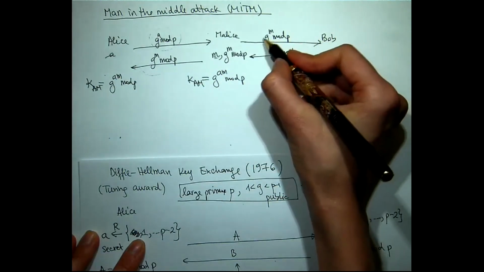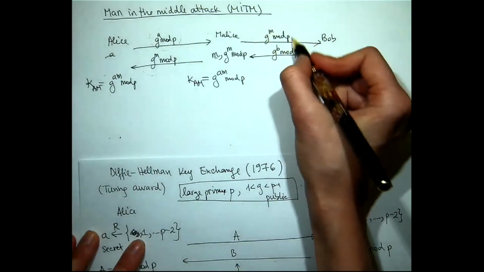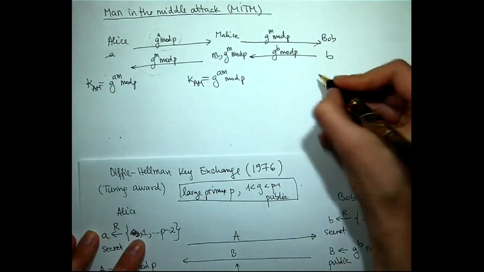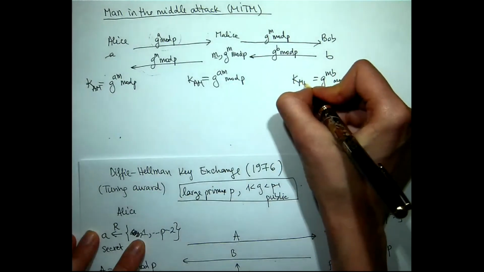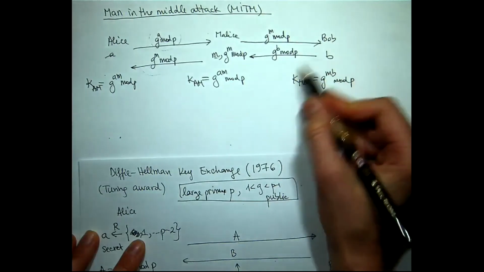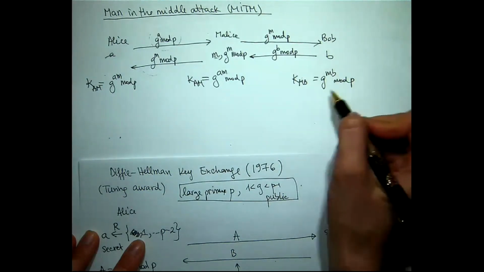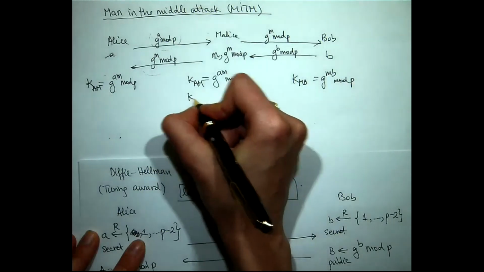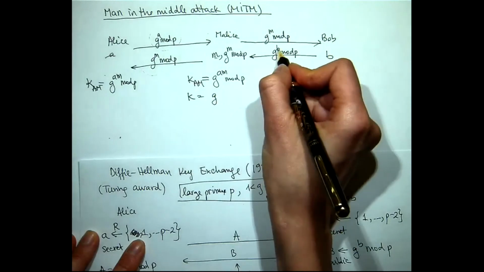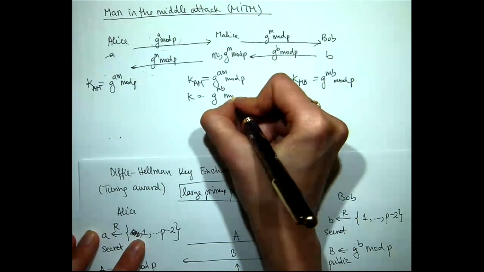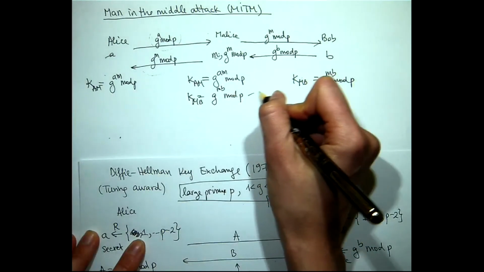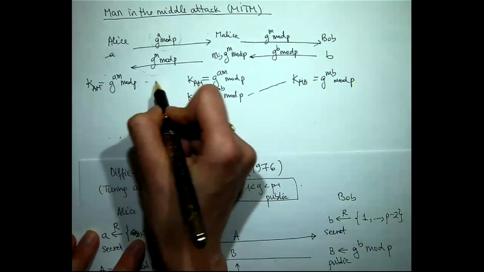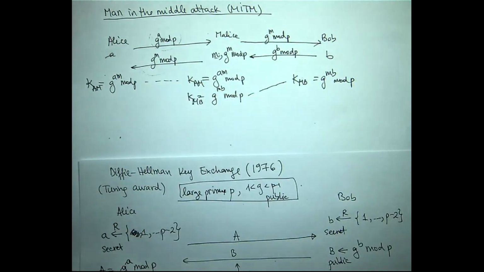Now Bob similarly takes what he gets from Malice, thinking it's from Alice, and raises it to the power of his b, and he gets G to the MB modulo P. So this is K_MB. And he thinks, hey, this is the key that I agreed with Alice, but in fact he agreed with Malice. And similarly, Malice takes what she gets from Bob and raises it to the power of her m, and she gets G to the MB modulo P. Okay? So now Bob and Malice agreed on a key, and Alice and Malice agreed on a key. And Alice and Bob have no clue this happened.